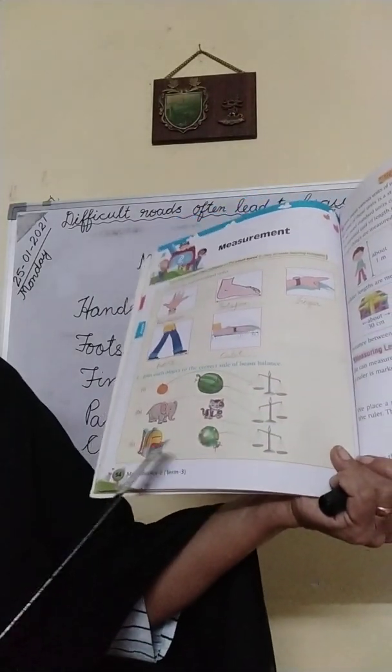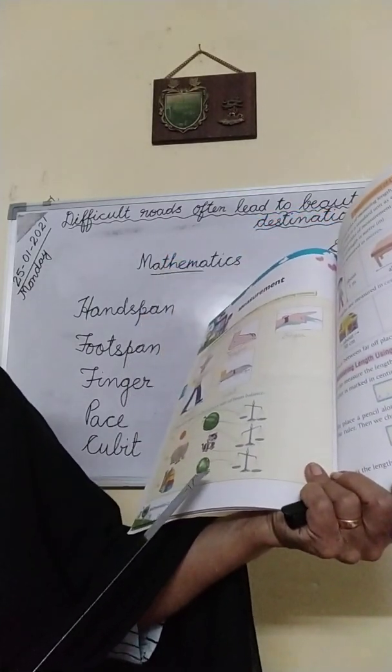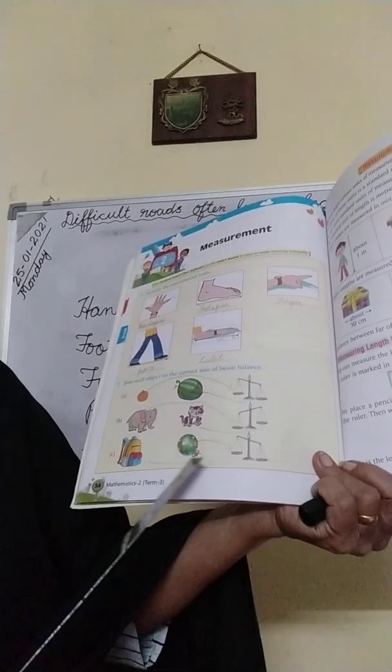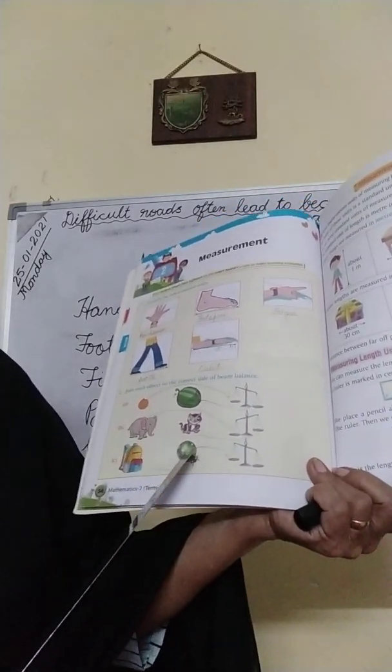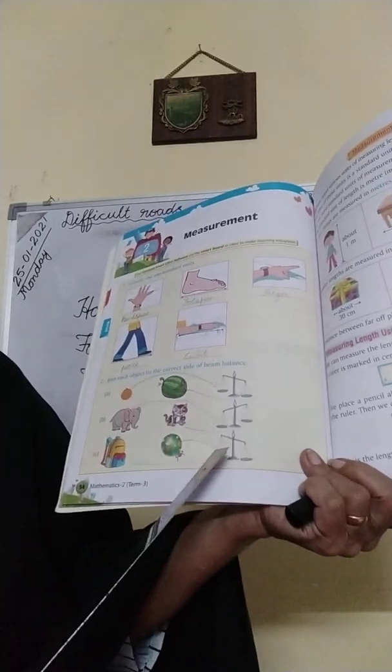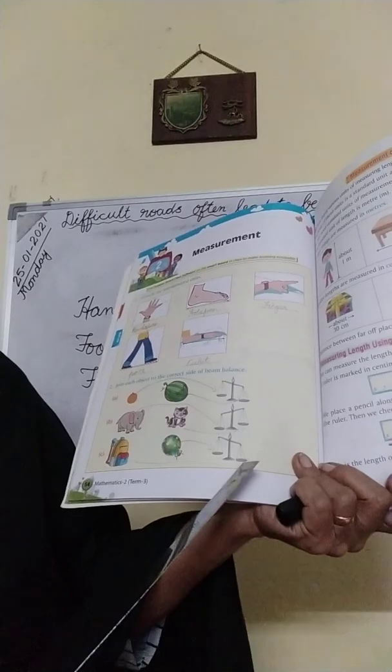Now, school bag and what is this? This is a balloon. School bag and a balloon. You know your school bag is heavy, isn't it? Yes. So the balloon is lighter. You join the line here, and this you join here.